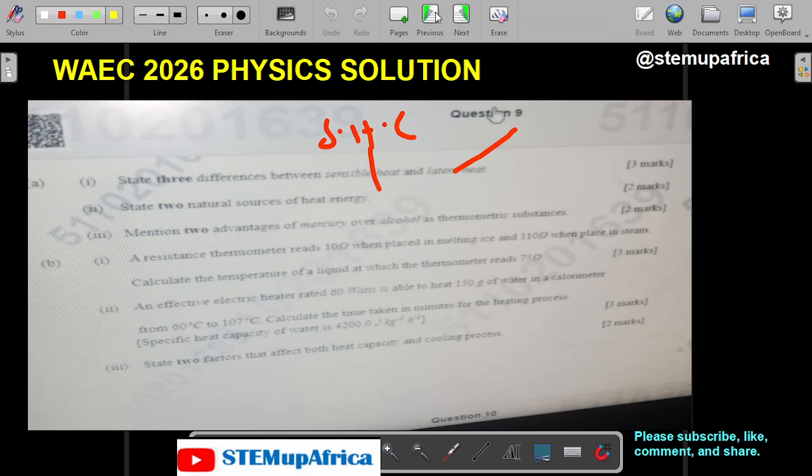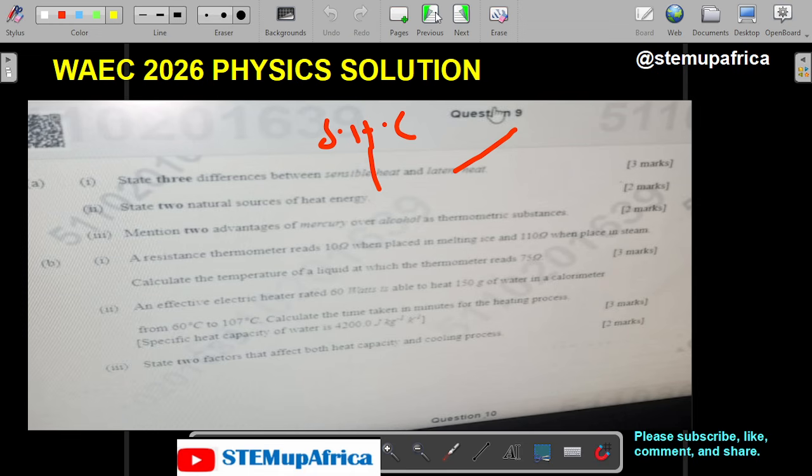Then we should state 2 advantages of mercury over alcohol as a thermometric substance. So we know you can differentiate them based on their temperatures and their state. One wets glass, one does not wet glass. So you can figure that out. One is more sensitive to temperature than the other, and one wets glass and one does not wet glass. That should be mercury against alcohol. Then that's the difference between both of them.